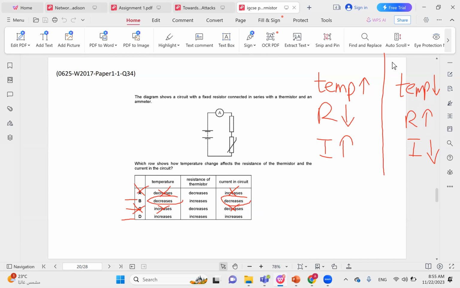So which is it? Is it D or B? Other than the temperature and current being the same, we want the resistance to be different. So this is correct, but this is wrong. So we have to go with choice B. As the temperature decreases, the resistance increases and the current decreases, which is what we wrote right here.